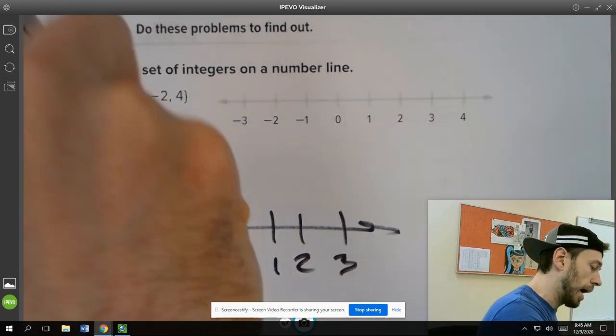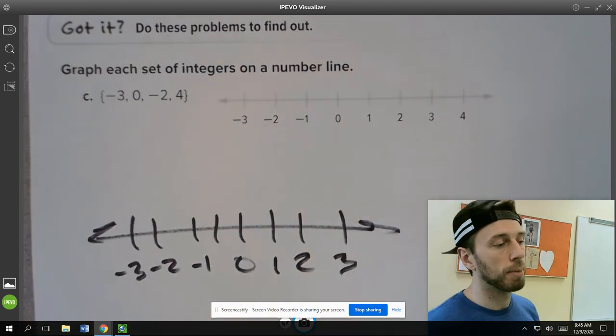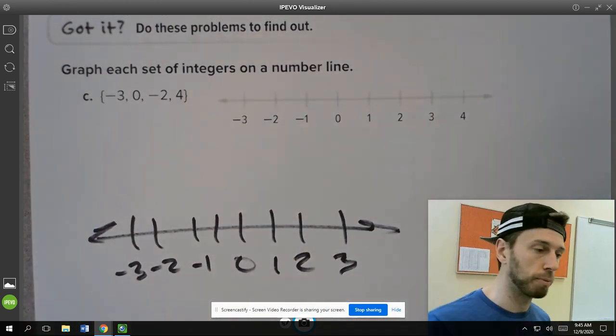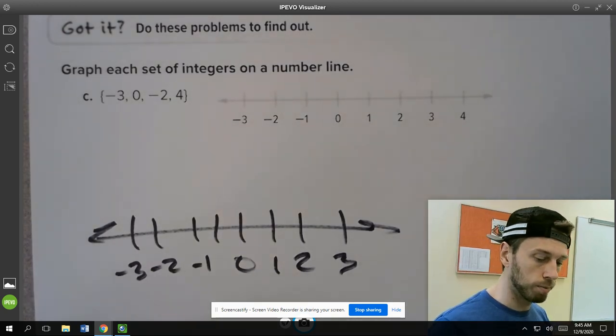And now you guys can practice this yourself as well. I need you to plot the points -3, 0, -2, and 4 on the number line that you drew. Go ahead and do that for me, and let's see if you got them right. Hopefully you're unpausing the video now. It's a quick pause.